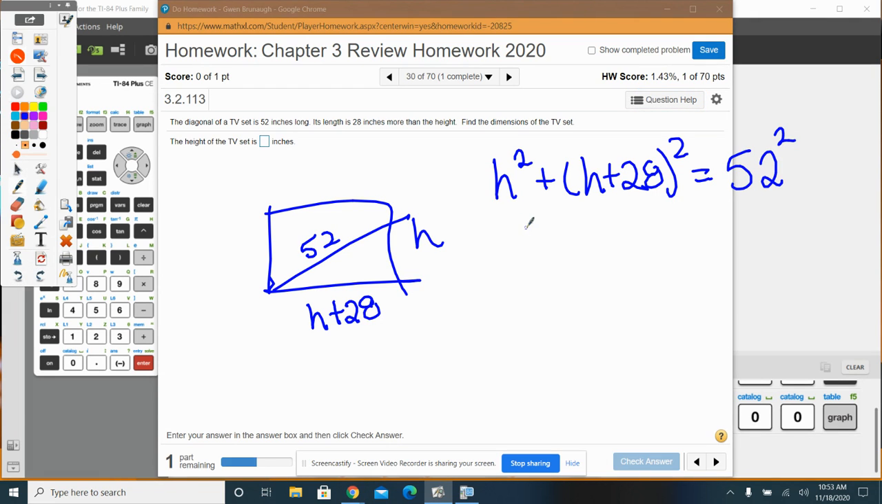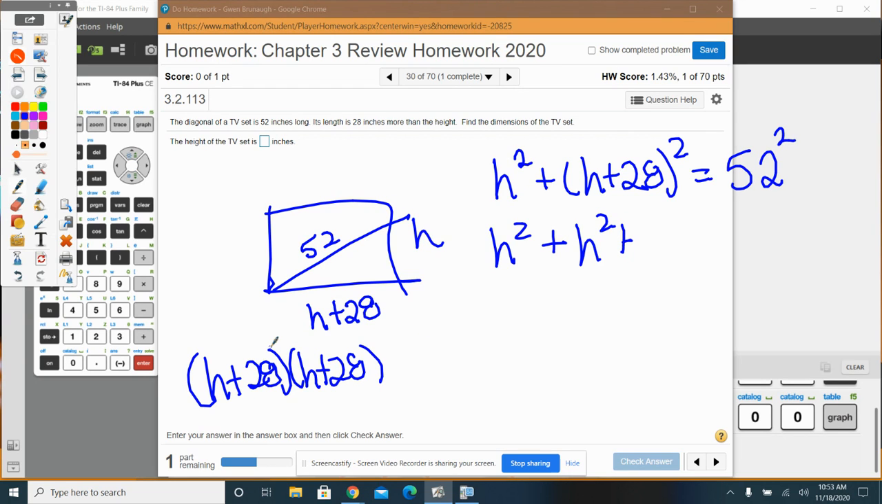All right. So that will give me h squared plus... This will give me, because you have to double distribute, and if you need to do it over here, you can. That'll give me h squared plus 28h plus 28h. So 28 and 28 is 56h plus 28 times 28, 784. Equals 52 squared, which is 2704.